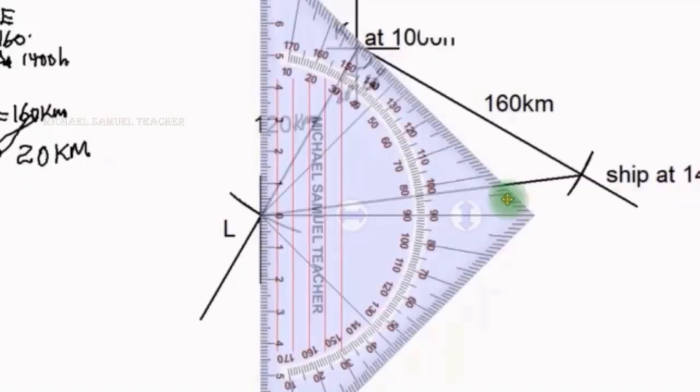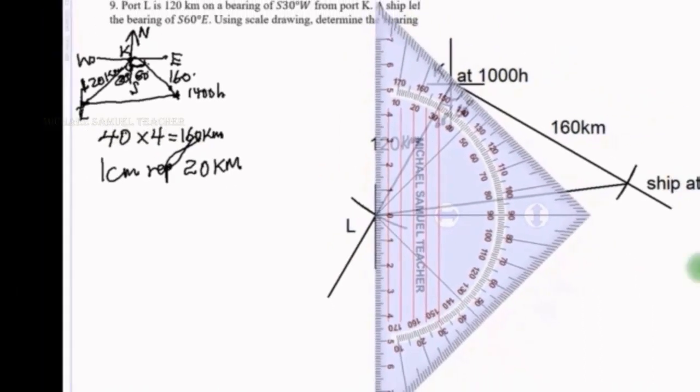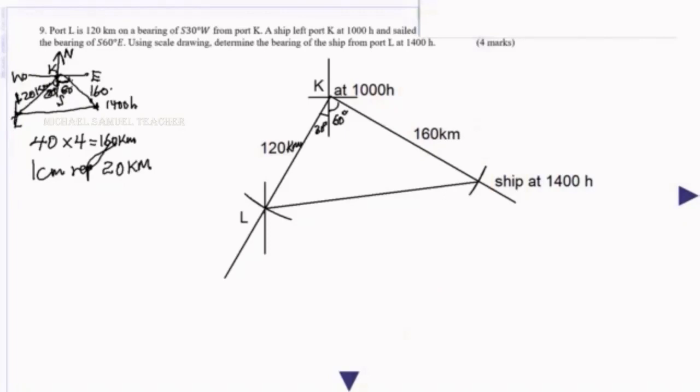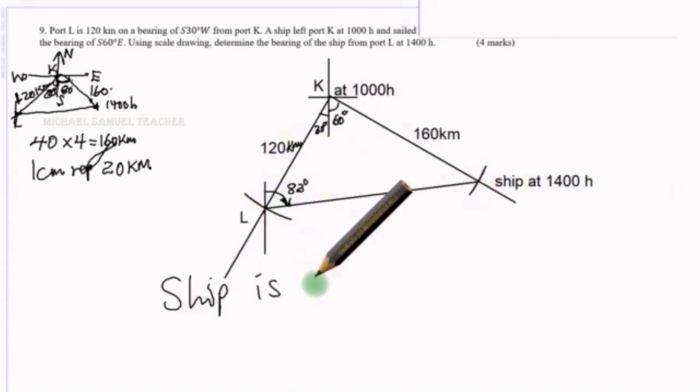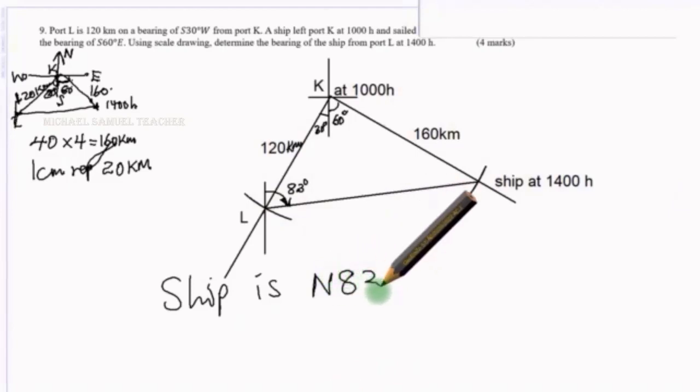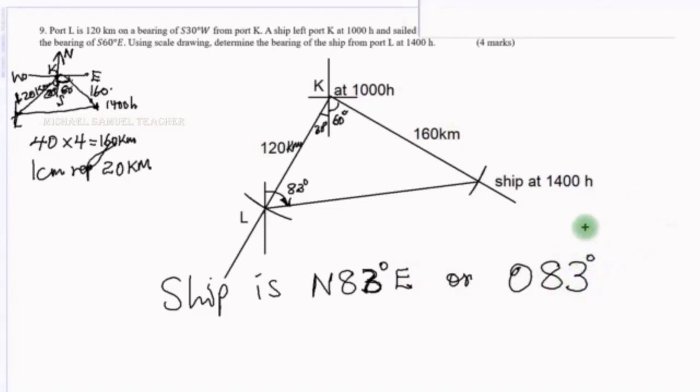So from here you can be able to see the angle is actually 83 degrees. So that is the angle, 83 degrees. So this angle is 83 degrees. So you say the ship is, and actually from this point that is to the north and to the east. So the ship is north 83 degrees east, or you can say it is 083 degrees. So that is the bearing of the ship from Port L.